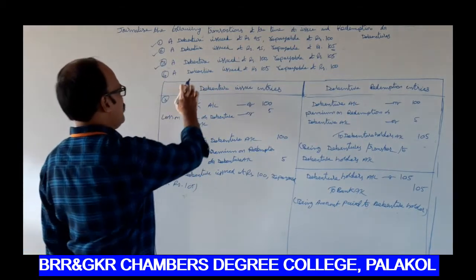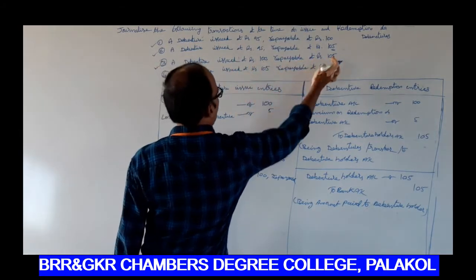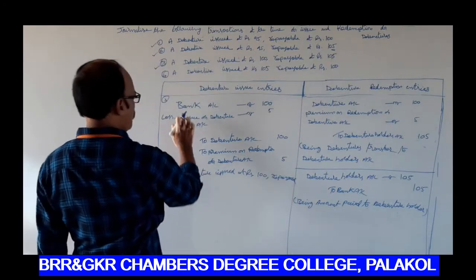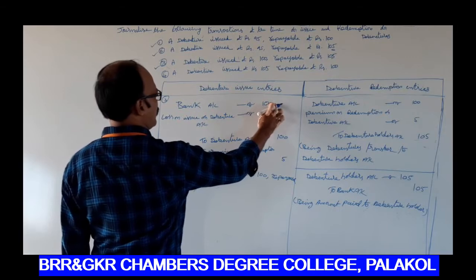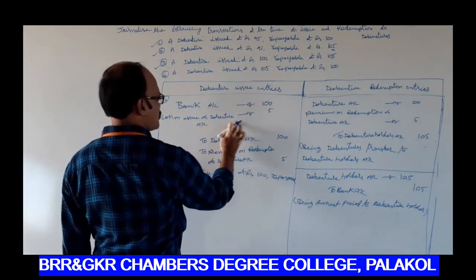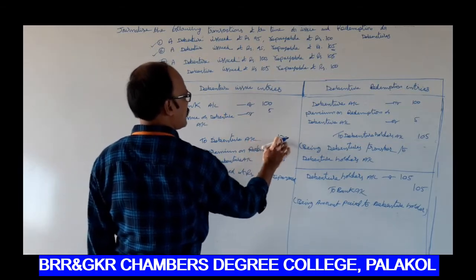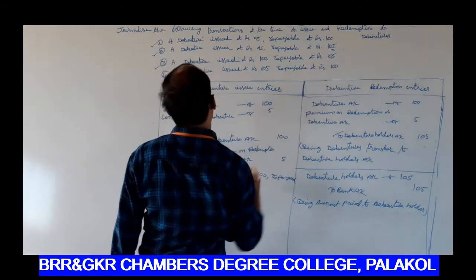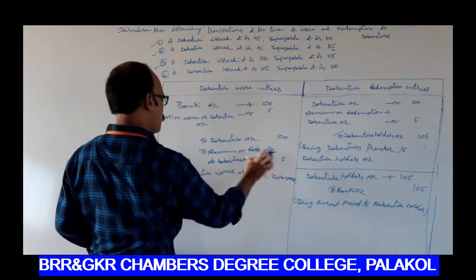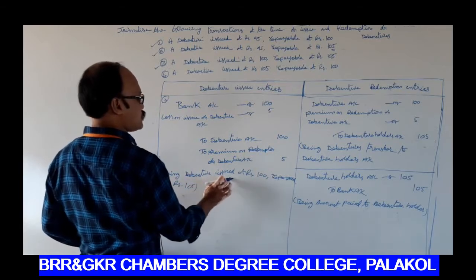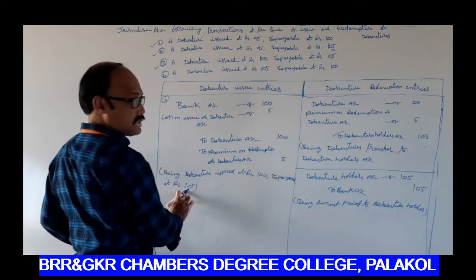What is that? A debenture issued 100, repayable at rupees 105. Okay, bank account debtor 100. Loss on issue of debentures account debtor 5. To debenture account 100. How much amount extra paid here? 5. To premium on redemption of debentures account 5. Being debenture issued at rupees 100, repayable at rupees 105.